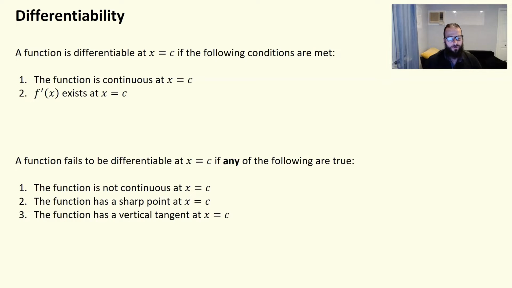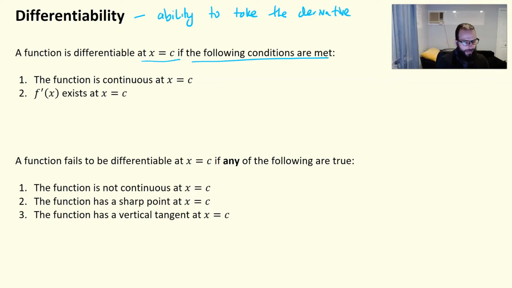In the previous section, we talked about continuity. Now we have to talk about differentiability, which is the ability to take the derivative at a given point. Remember, the derivative is the slope of the line tangent to the curve. So a function is differentiable at x equals c if the following conditions are met. The function is continuous at x equals c, and the f prime of x exists at x equals c.